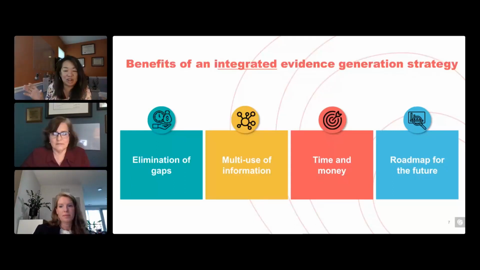An evidence generation strategy that's integrated really does ultimately save you time and money, because you're able to ask, okay, what study should be done sooner rather than later that you can learn from and help contribute to the next study. And then ultimately provide a roadmap for the future in terms of what future studies, as funding comes in, as we learn more, what are the kinds of studies that we can do.